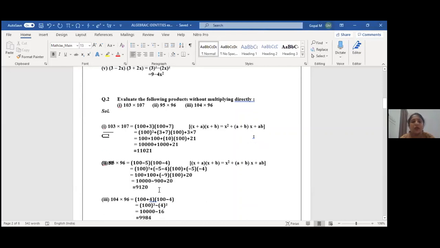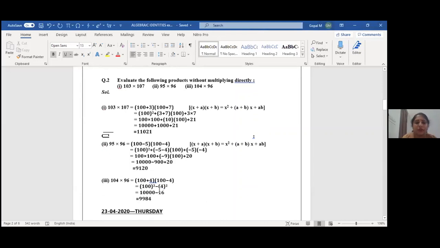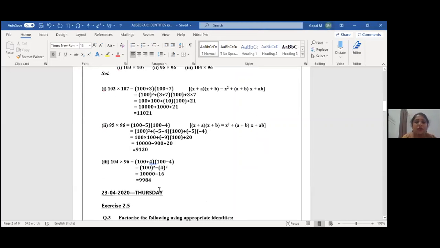And second one 9120. And third one 9984. I hope you... Second, all one I took. Yes, ma'am. Second, I took 90 plus 1, 90 plus 6. That is also correct. Actually, usually we take 100, it is near. 100 minus 5, ma'am. Multiplication will be very easy if you take 100. Okay, ma'am. Even if you take 90 plus 5, 90 plus 6, you get the same answer. Yes, ma'am.